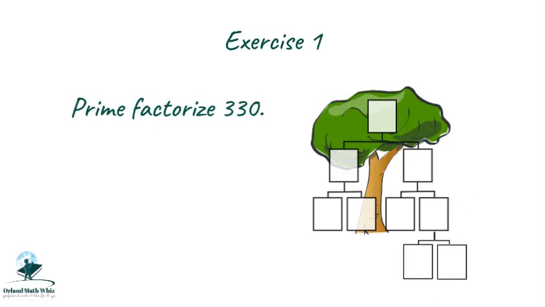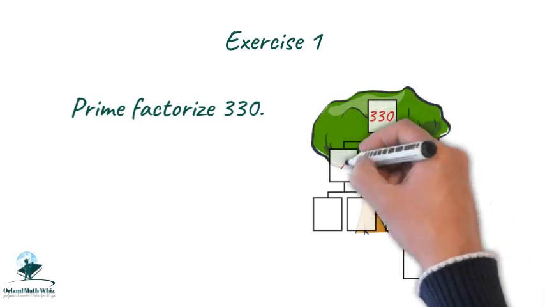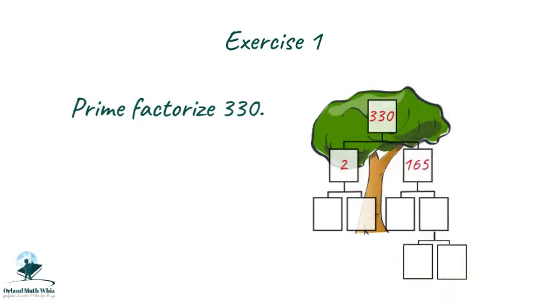The first thing you may notice is that 330 is an even number. You then start with the first prime number 2 and divide 330 by 2. So, you get 2 times 165. Since 165 is not an even number, it is not divisible by 2, so you need to go on to the next prime number.